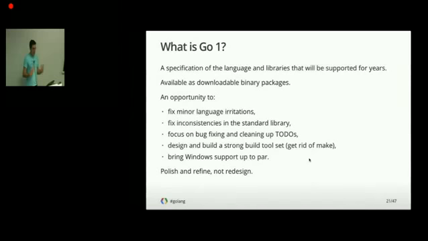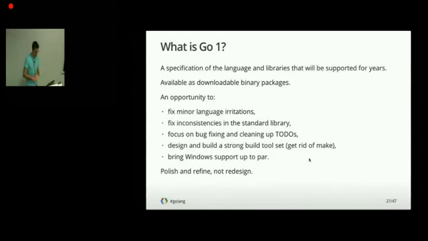It was really an opportunity for us to fix some irritations we had with a lot of decisions we'd made early on, to fix some inconsistencies in the libraries and tools, and to focus on fixing bugs. We'd been pretty good about fixing bugs, but we had amassed quite a list, and Go 1 gave us a really good reason to sit down and triage and condense that list. We'd also use it as an opportunity to design and build a proper, strong, consistent tool set around Go, which had kind of evolved before, but now we had a good chance to actually design it.